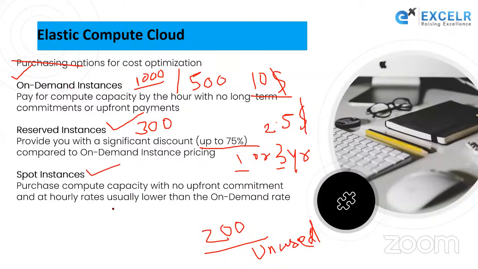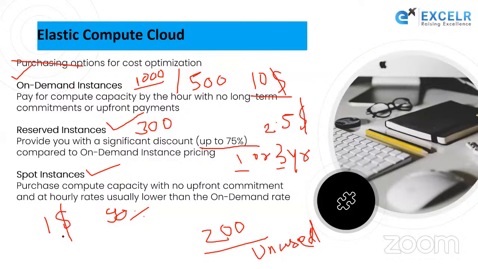And I am going to give you 90% discount on the on-demand costing. That means we can get the machine at $1 only. Okay, so this is a very, very lucrative offer from AWS. I am just paying 1/10 of whatever I was asked for an on-demand instance, and I can use it. But with spot instance, there is a catch.